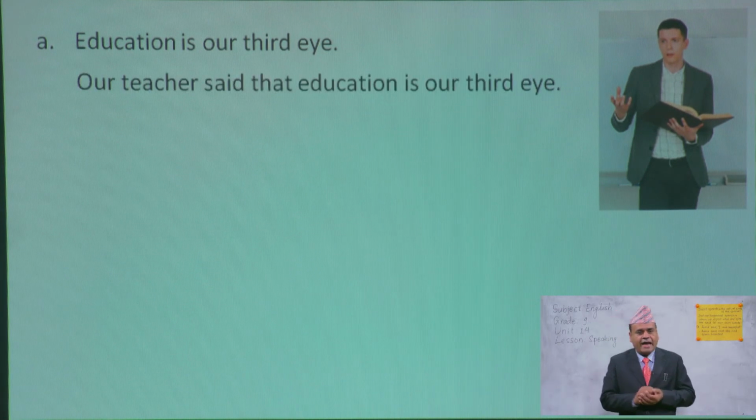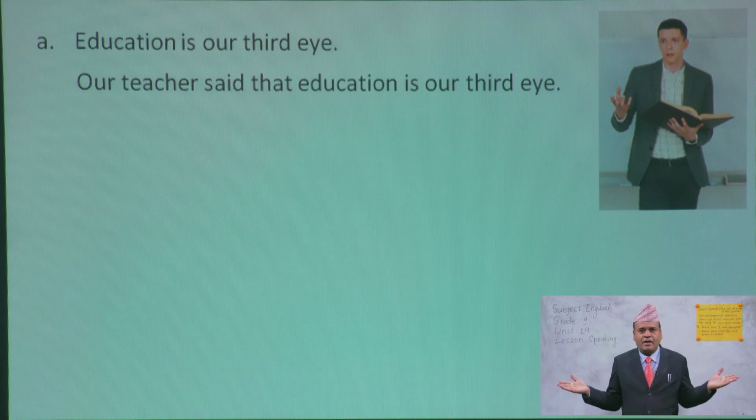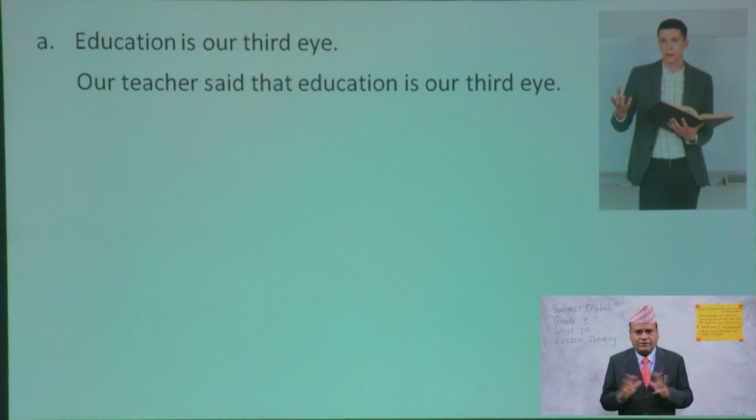Now, the indirect speech is, our teacher said that education is our third eye. Okay? We have made necessary changes while changing into indirect speech, but we have not changed the tense, because this is a general truth. This is a fact. It's our third eye. Okay?